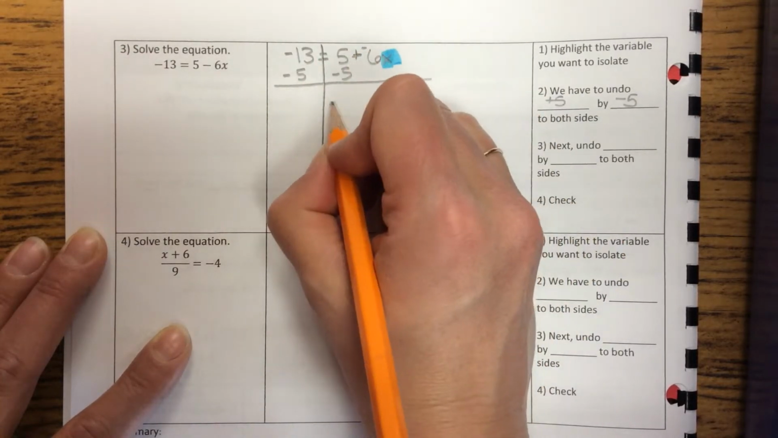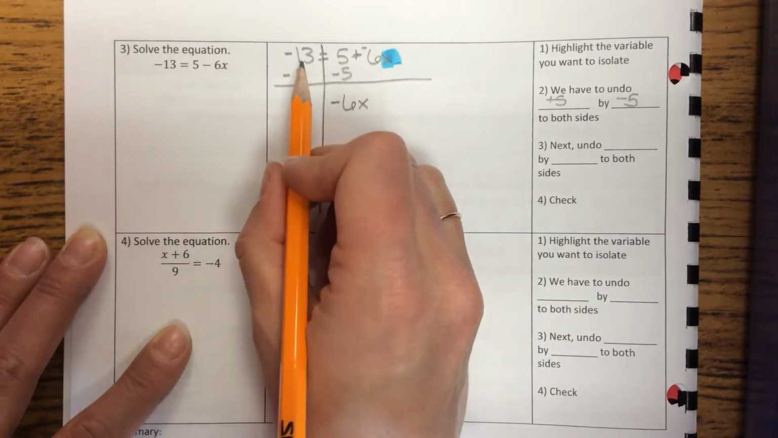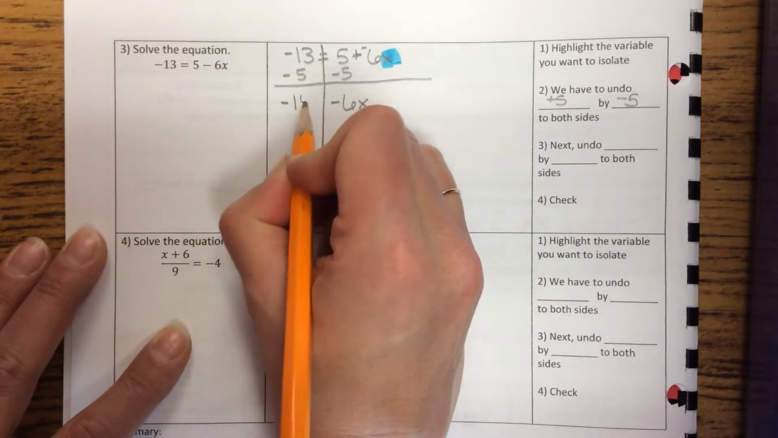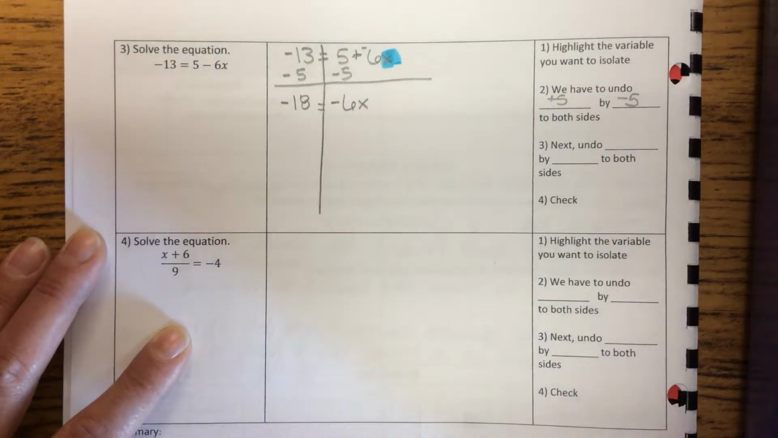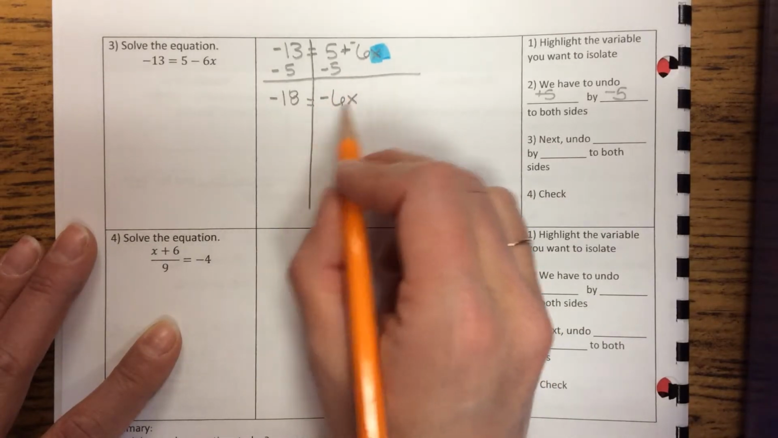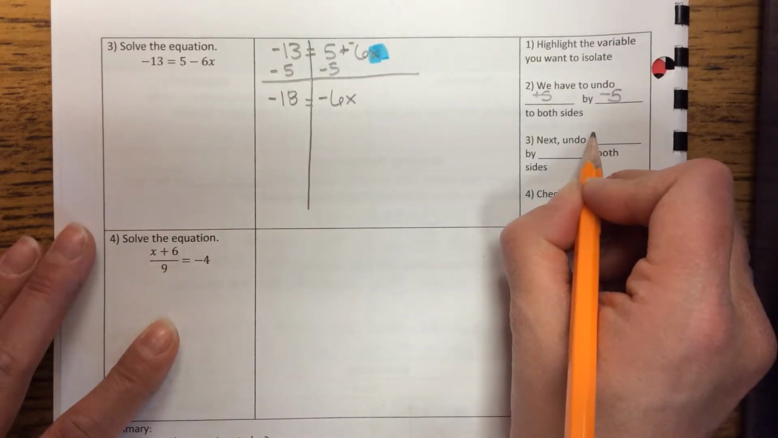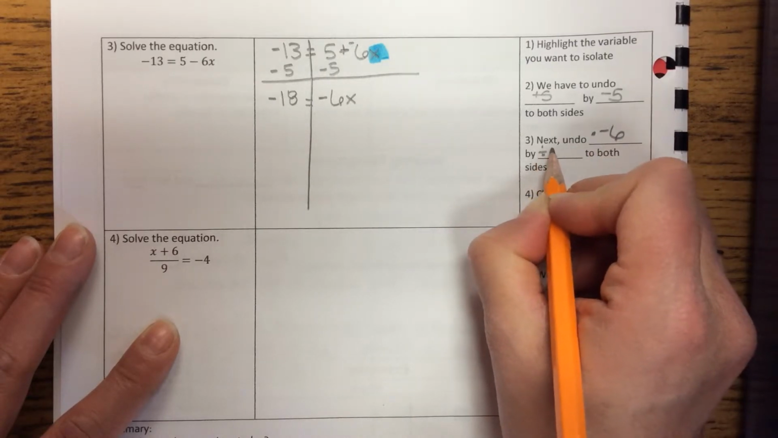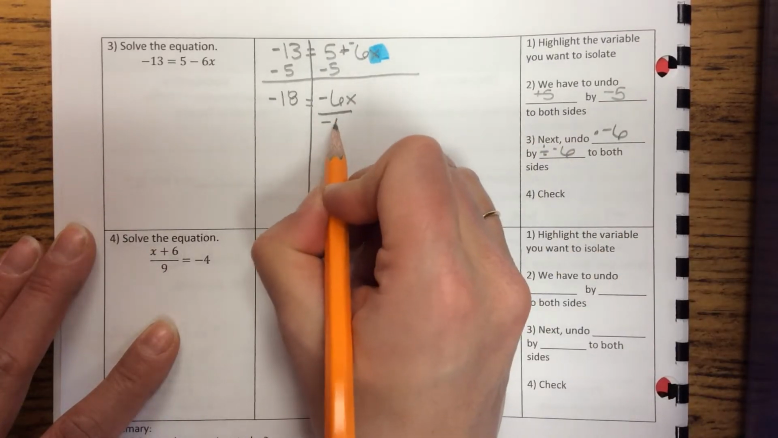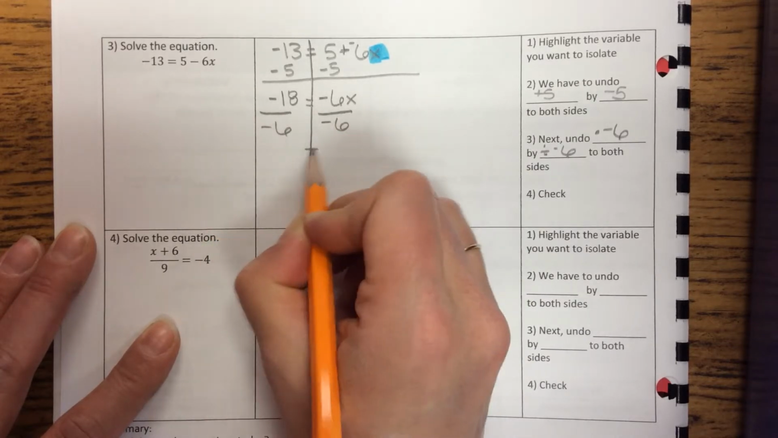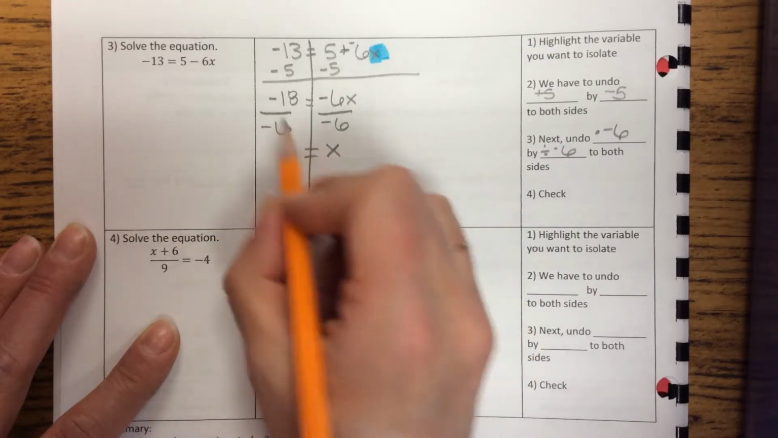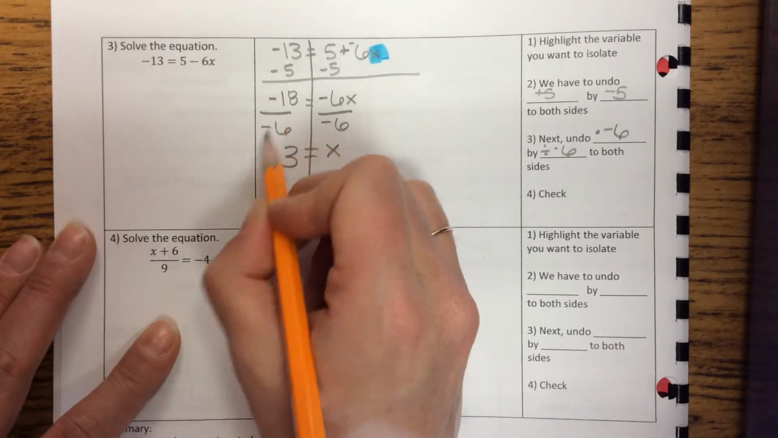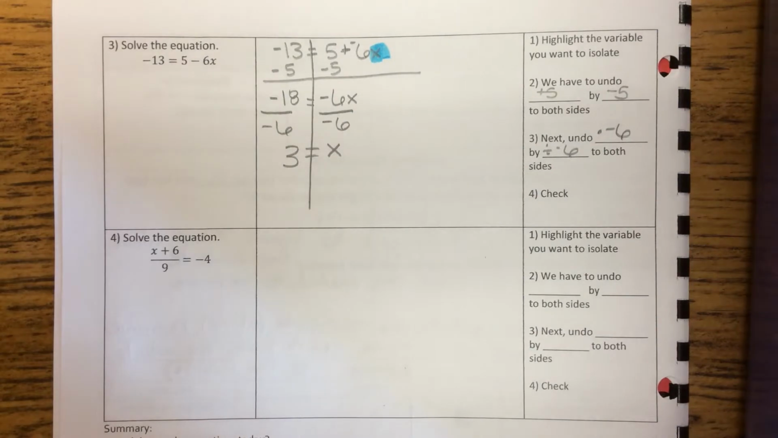Over here now, I'm left with this negative 6x, and over here I have negative 13 minus 5. Negative 13 minus 5 is negative 18. And my next step will be to get rid of this negative 6. So to undo times negative 6, I'm going to divide by negative 6 on both sides. So here I'm left with my variable x. Negative 18 divided by negative 6 gives me 3. I know it's positive because a negative divided by a negative is always positive.